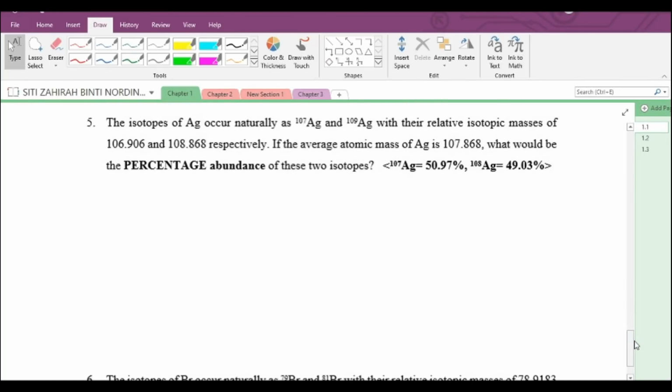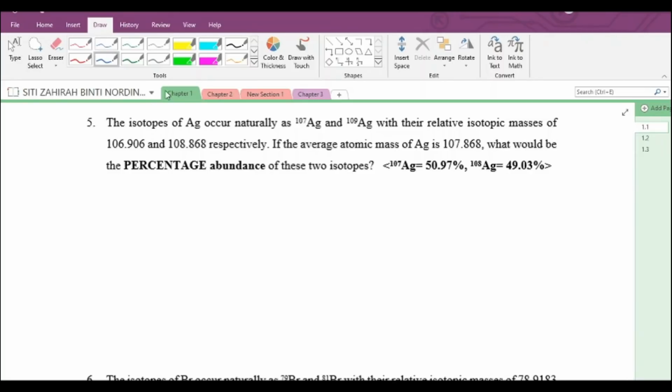Alright, for questions 5, 6, and 7, I'm going to give you the hint how to solve it. Okay, so the rest I want you to do it by yourself because it is quite easy and you guys just need some guidance to do questions 5, 6, and 7.